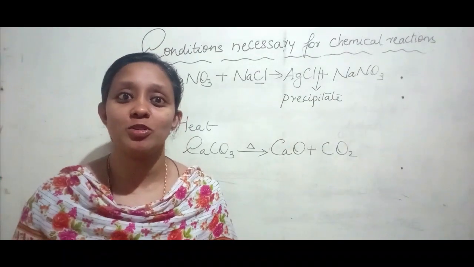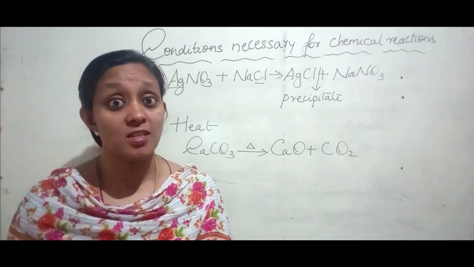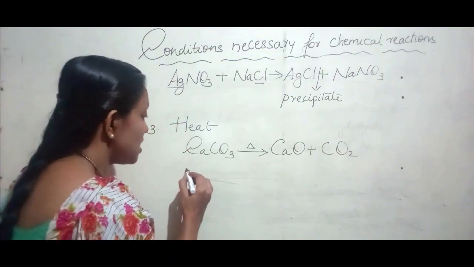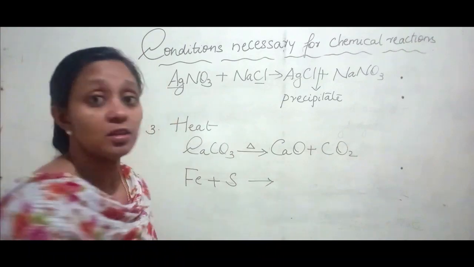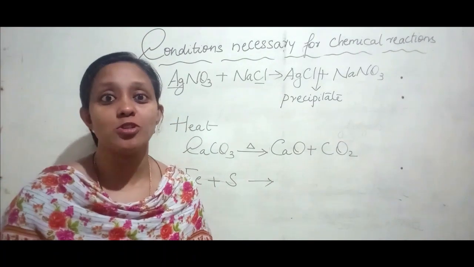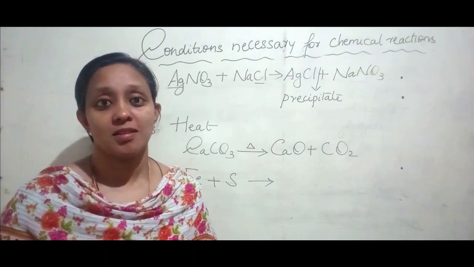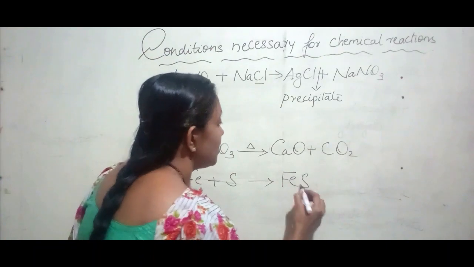Have you seen in this video, children? Iron filings when heated with sulfur got converted into a black solid mass. And what is that? That is iron sulfide.